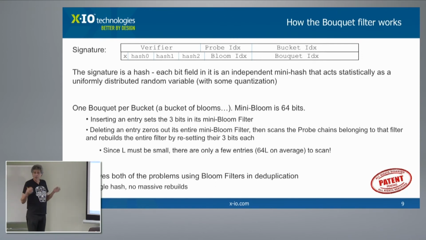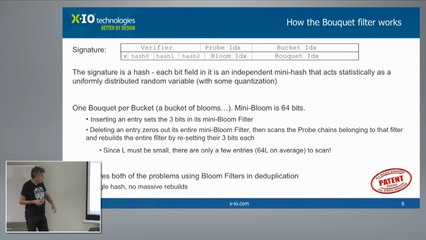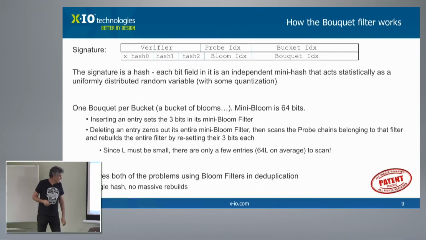Because we did the literature search and couldn't find any data on the performance, we think we might be the only people using it, so there's that little patent pending thing. Try Coho Data. No, data log shipping, so it was a little different. It solves both problems: there's single hash, no massive rebuilds.